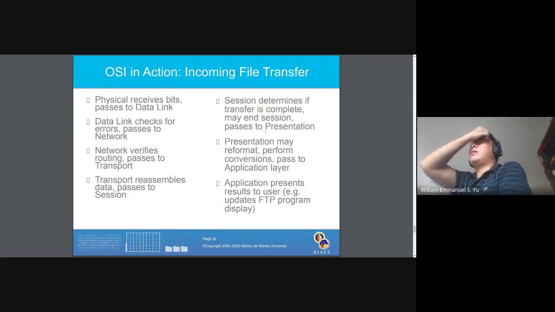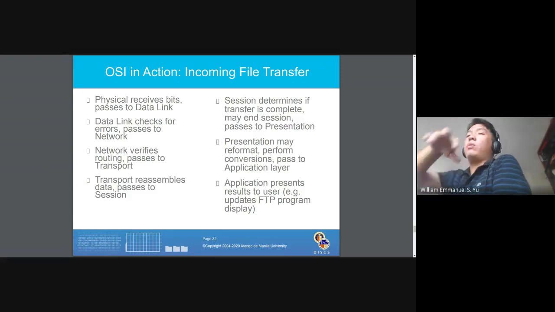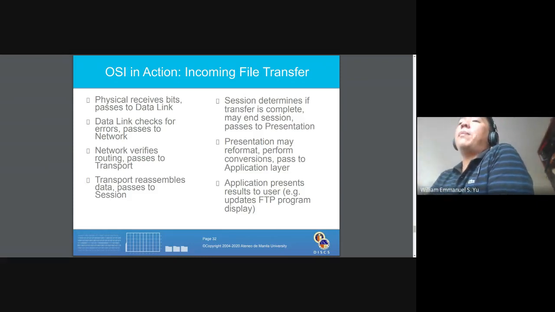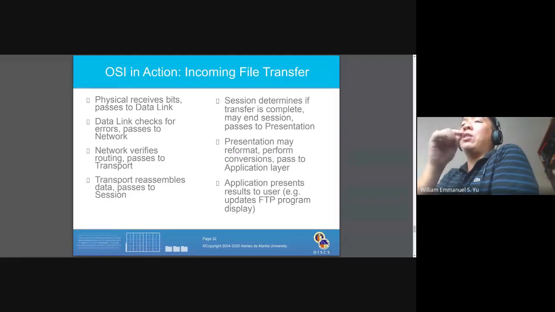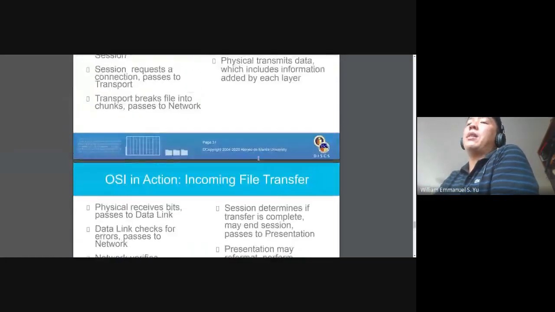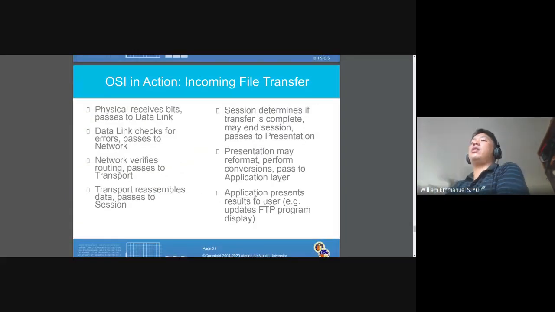Session layer checks, is this for user 123? Please log in as user 123. Yes. Passes it up. Oh, this is in ASCII. Display it in ASCII format. Do you need to convert? No, because I support ASCII. Pass it up. And the application allows the end user to download the application. So that's how, for example, TCP/IP works within the context of OSI.